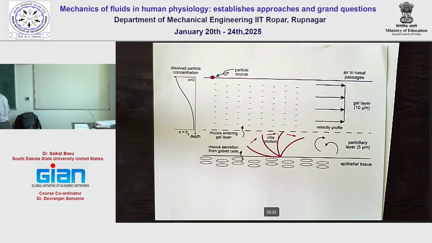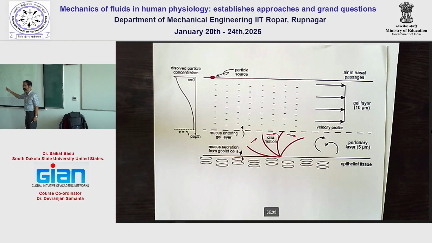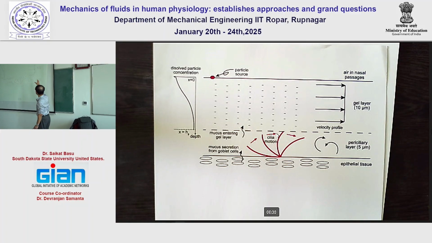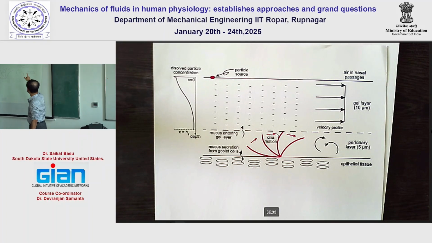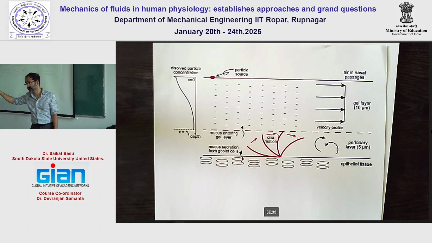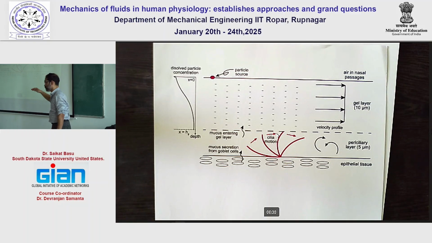So essentially what we are seeing here is the epithelial tissue, which is the base layer. There is a very thin periciliary layer, which is very sticky. It sticks to that epithelial surface. The more mobile layer is the gel layer on top. And in terms of the dimension, this is a mean number, of course, 5 to 10 micron. In certain regions, that gel layer could be bigger. So the overall thickness of this could be around 50 microns.